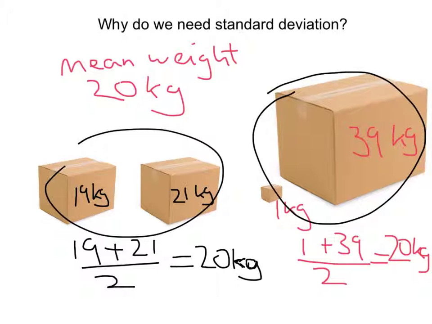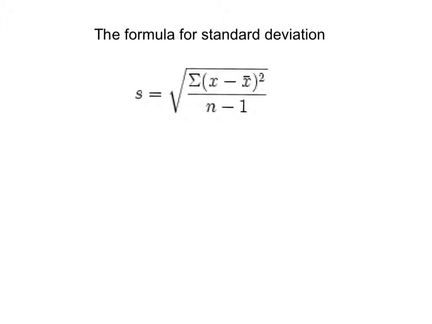In this case it will be the weights of the different boxes and how far they are away from 20 kilograms. So here is the formula for standard deviation. Now yes, it does look very scary, but when you learn the right methods it's actually really easy to use, and the plus side is you don't need to remember it. It will be given to you on your formula sheet. So what we're going to do now, we're going to take it step by step and show you what all these symbols and letters stand for.